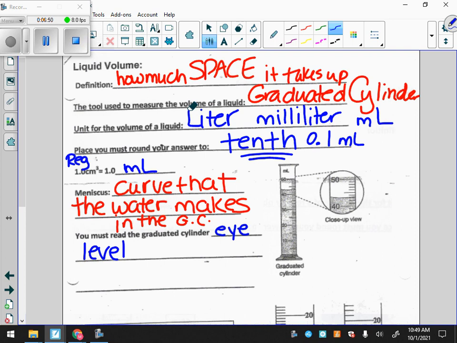Now, the plastic ones don't make a lot of meniscus. Can you see it's like a little curve in here? It's not straight across. There's a slight curve. If you read it at the top of the meniscus, you're reading all the empty space. So you have to read the bottom of the meniscus so you don't read the empty space.